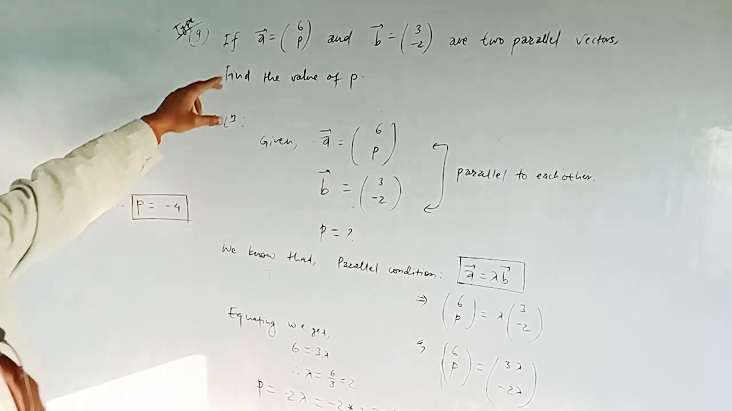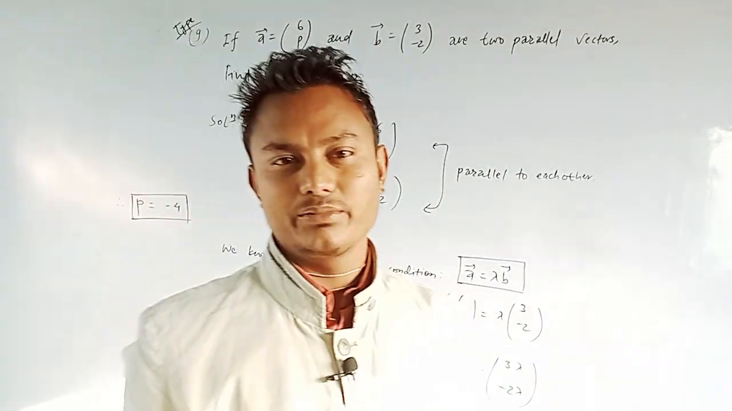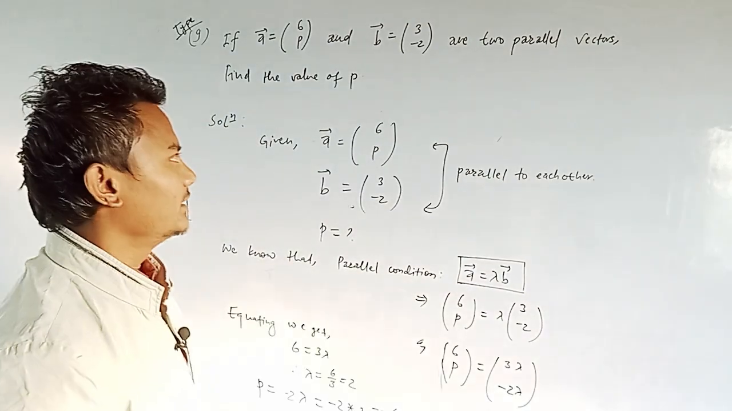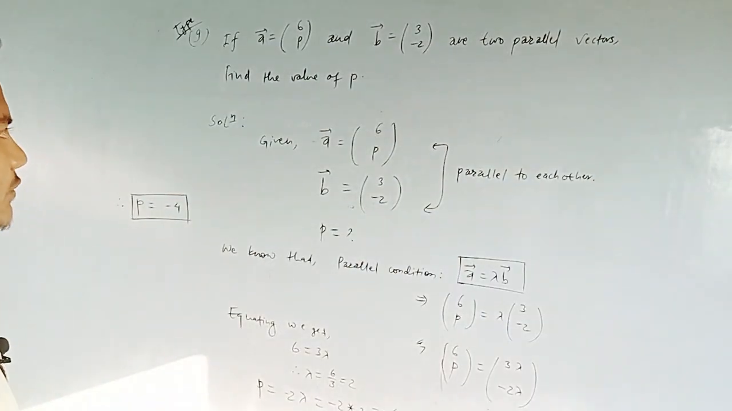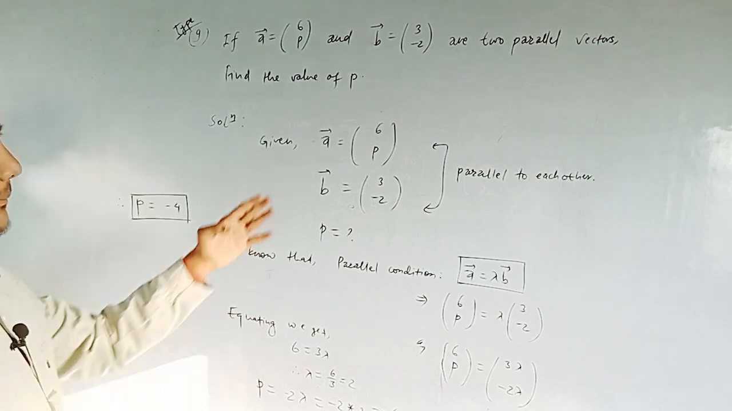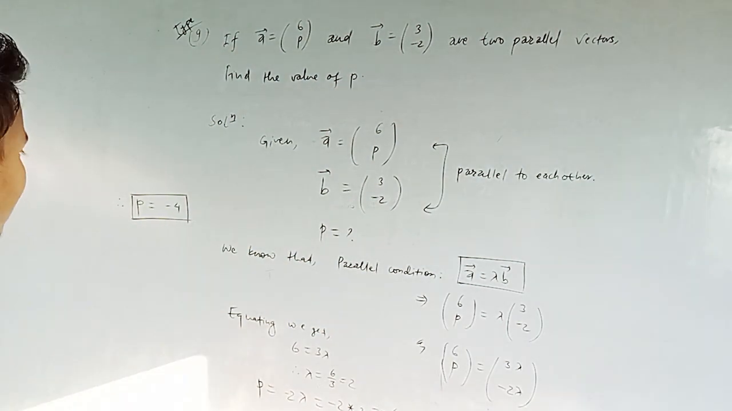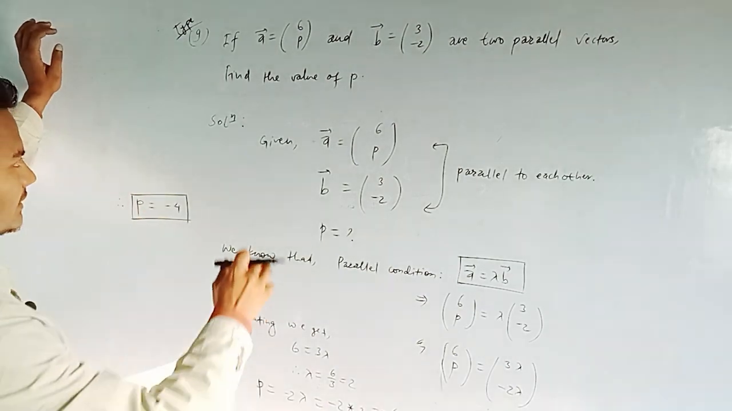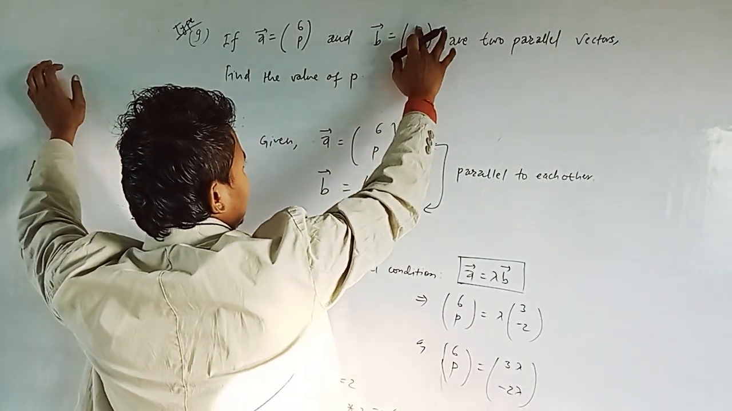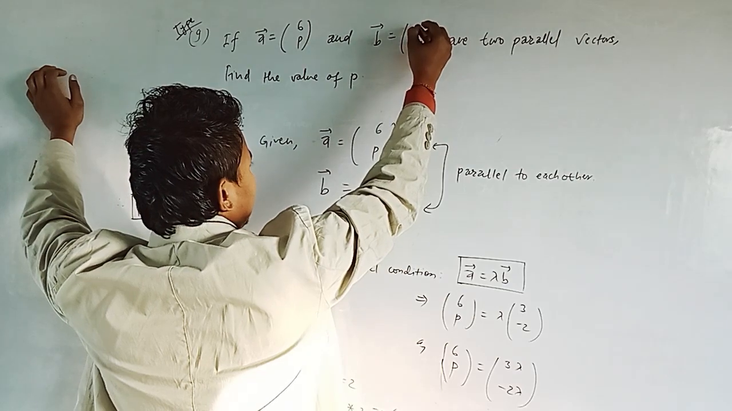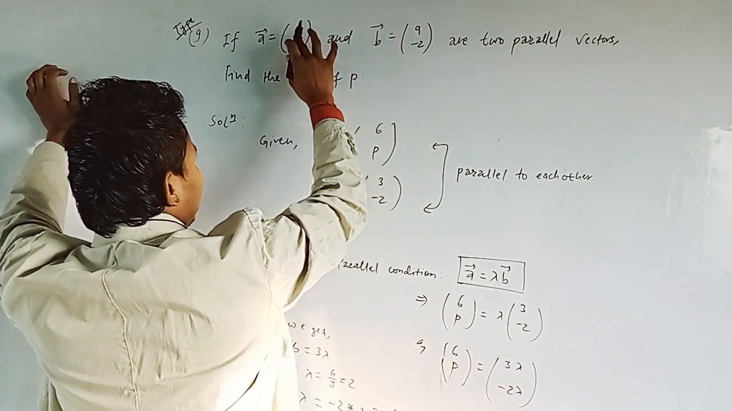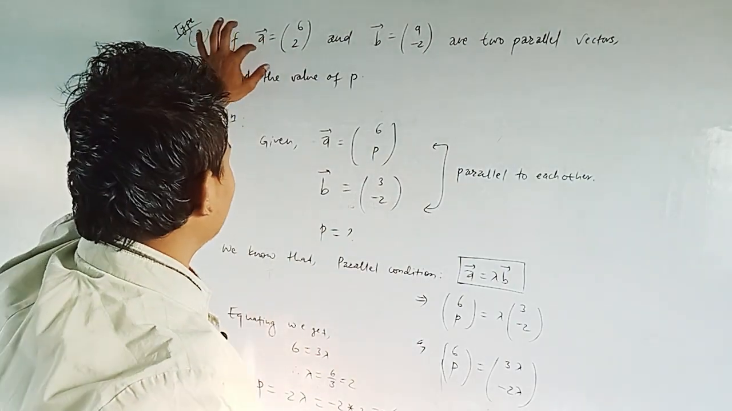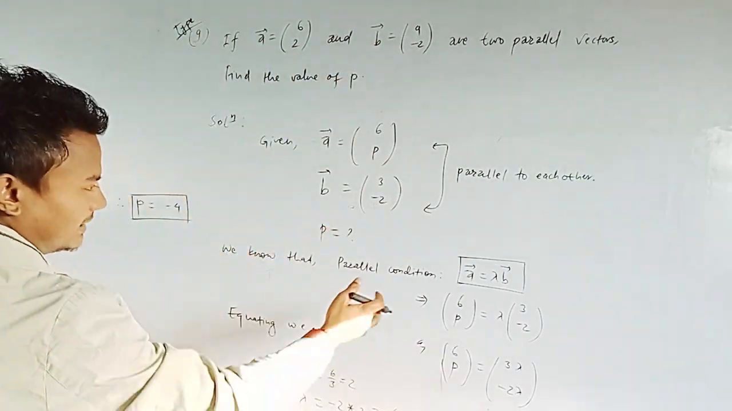In this way, if two vectors, that is A and B, are given, then we can calculate the value of an unknown variable with the help of the parallel condition. Okay, in this way we can calculate the value of P equals minus 4. And let us suppose here one more unknown value is also given. Let us suppose this may be Q, and if this value is given as 2, then we can use A equals lambda times B.